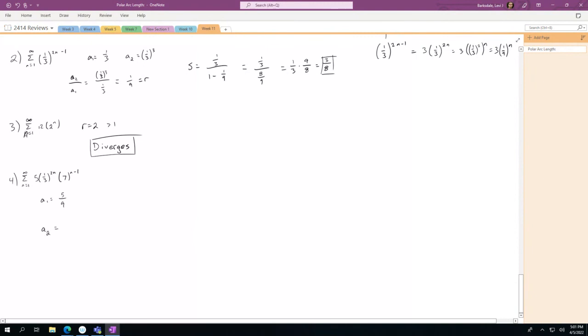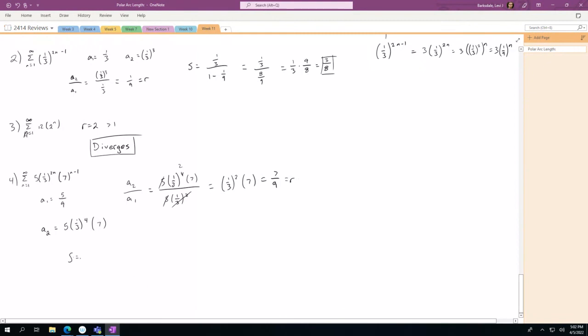Our second term would be 5 times 1/3 to the 4th times 7, right? So now we do a2 divided by a sub 1, and we get 5 times 1/3 to the 4th times 7 divided by 5 times 1/3 squared. I'm going to turn that 5 over 9 into 5 times 1/3 squared, just so I can easily see what cancels. My 5's cancel. I can cancel a 1/3 squared with 2 of them on top, and I'm left with 1/3 squared times 7, which is 7 over 9 for my ratio.